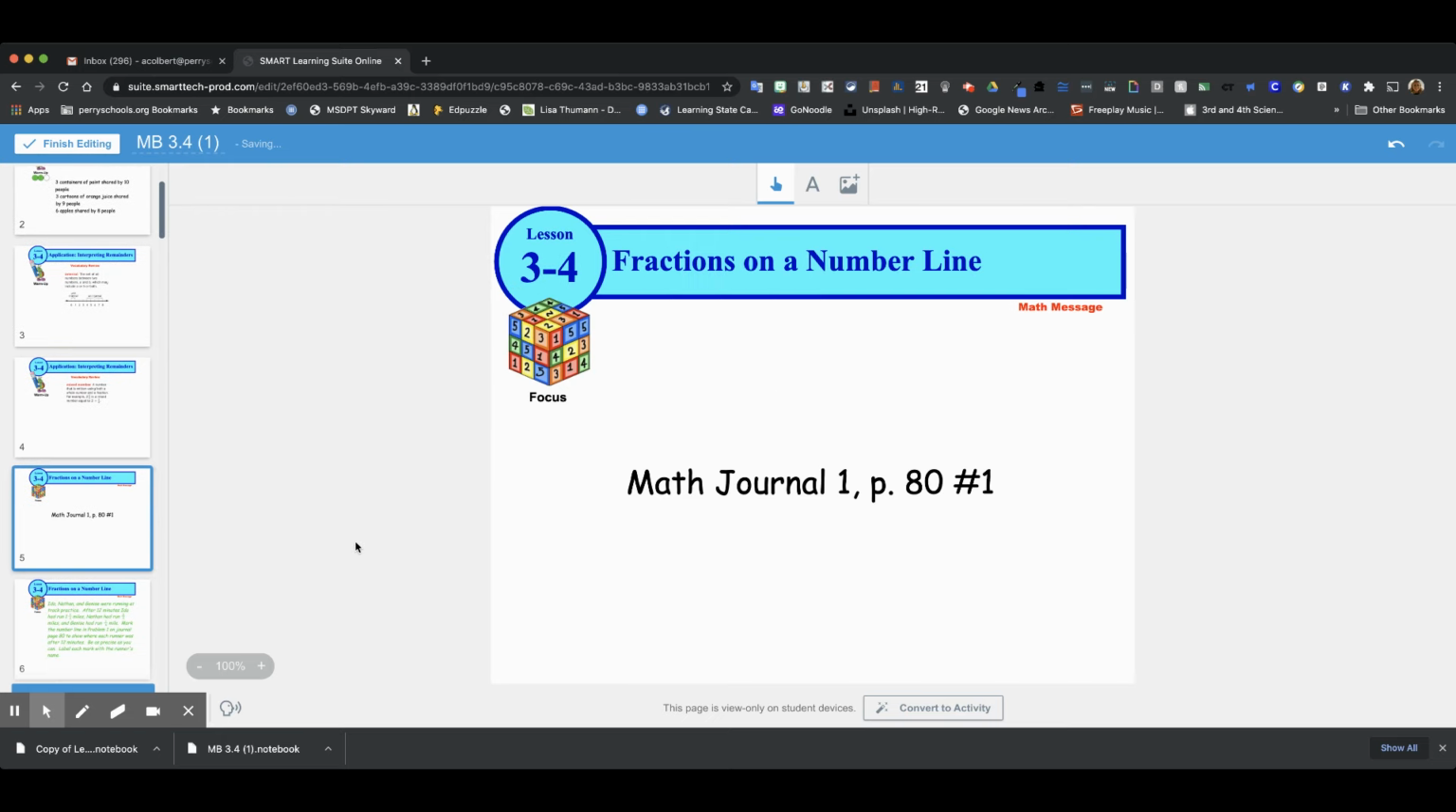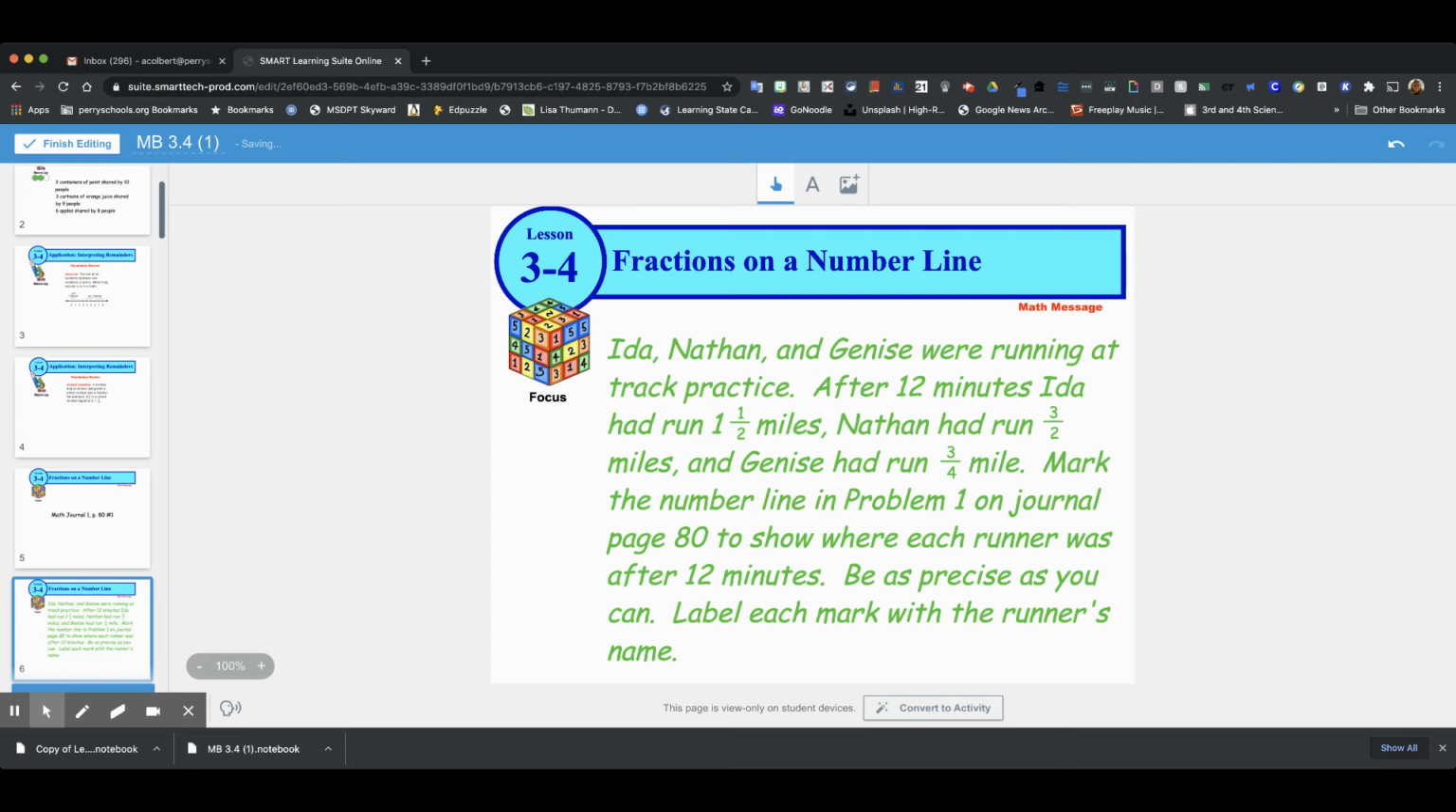Go ahead and turn to page 80 in your journal. And you should see a number line. On that number line, I want you to listen to this story problem and try to mark these places on the number line as best as possible. Ida, Nathan, and Janice were running at track practice. After 12 minutes, Ida had run 1.5 miles. Nathan had run 3.5 miles, and Janice had run 3/4 of a mile. Mark the number line in problem 1 on journal page 80 to show where each runner was after 12 minutes. Be as precise as you can. Label each mark with the runner's name.